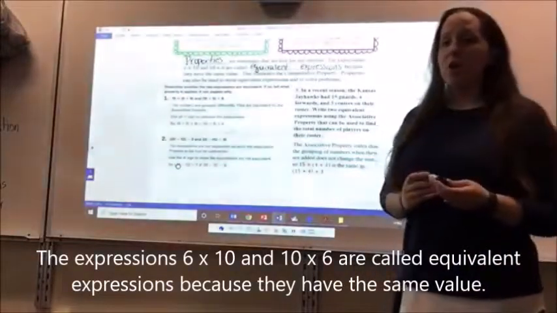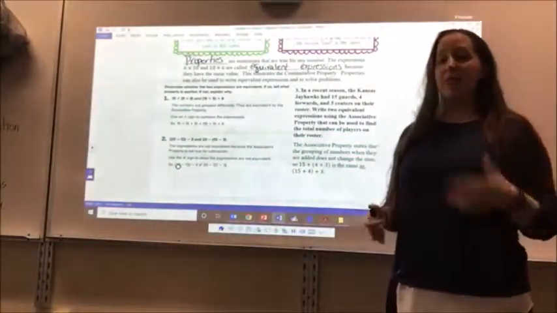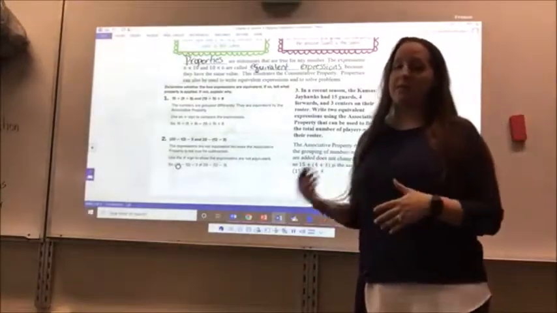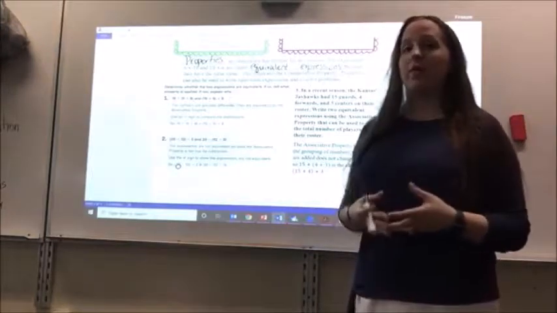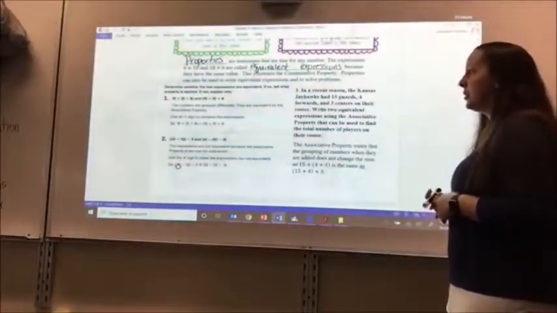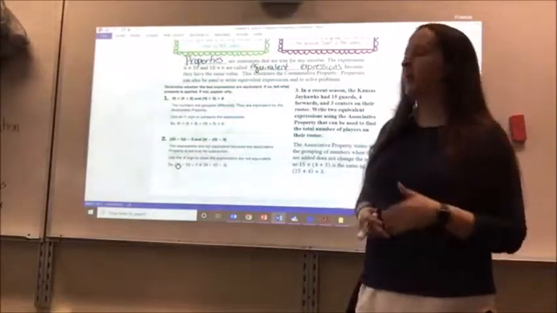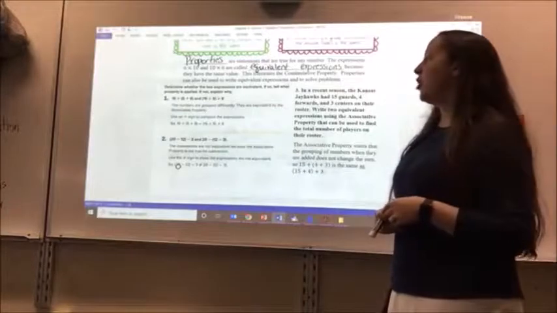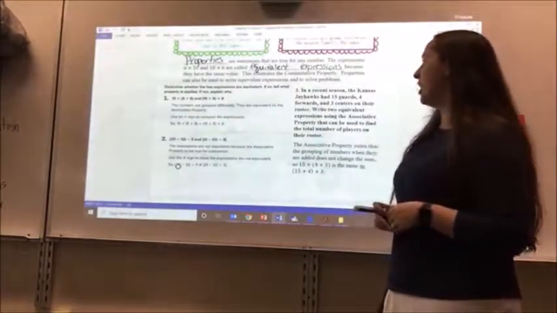They're called equivalent expressions because they have the same value. Doesn't matter if you do 6 times 10 or 10 times 6, you're still going to get an answer of 60. So they're equivalent expressions, they're the same. This illustrates the commutative property. Remember we talked about the commutative, the switcheroo property? Properties can also be used to write equivalent expressions and to solve problems.